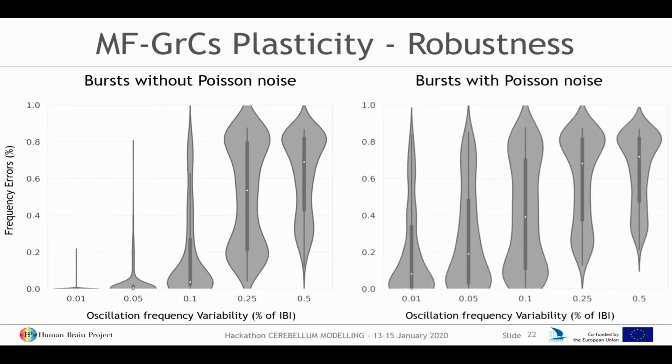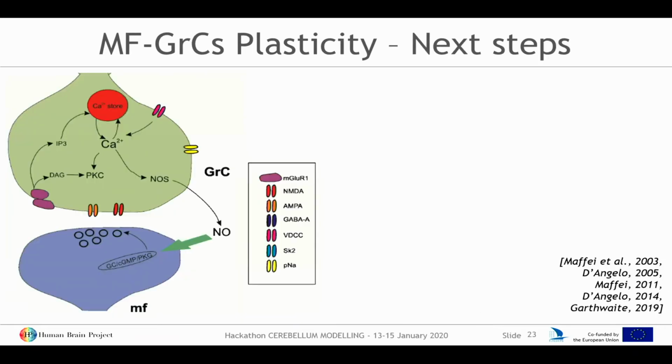And if we add additional noise, of course, the errors are even bigger. But if we have a limited amount of noise and up to 10% variability, then we obtain good performance.